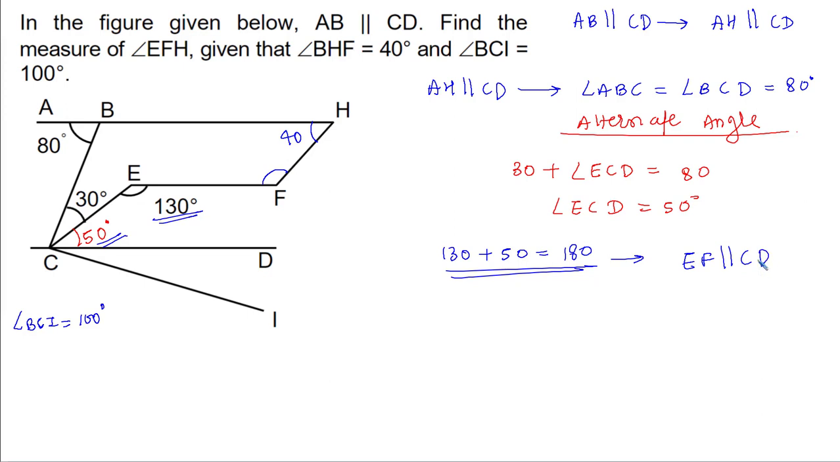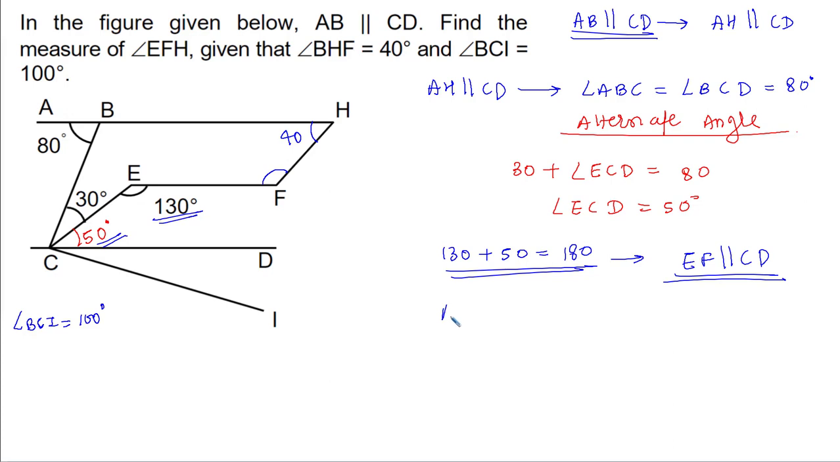Okay, by using the property that we saw earlier. 130 and 50, these are two interior angles. The addition of 130 and 50 is 180 degrees. It means EF has to be parallel to CD. And AB is parallel to CD, EF is parallel to CD.